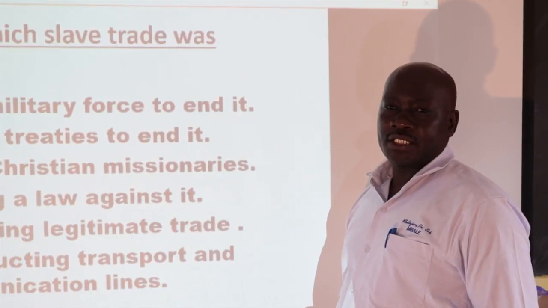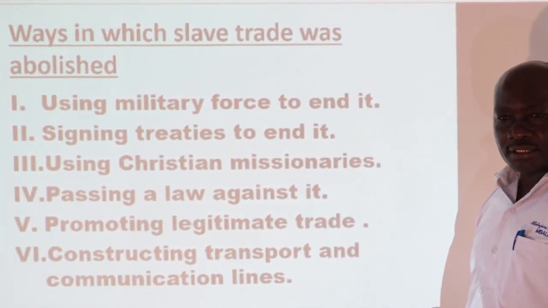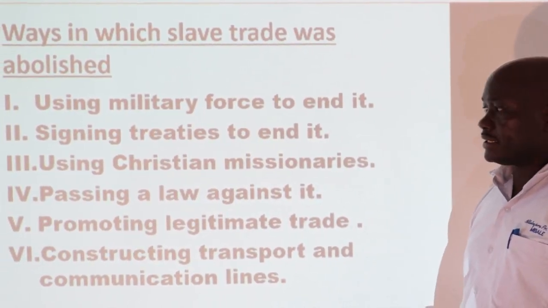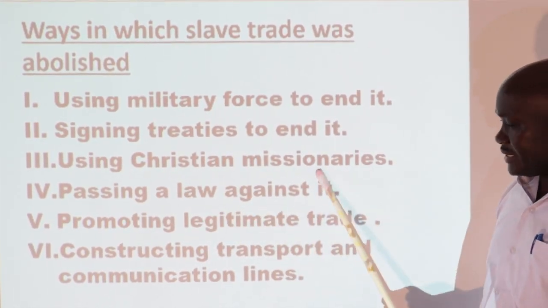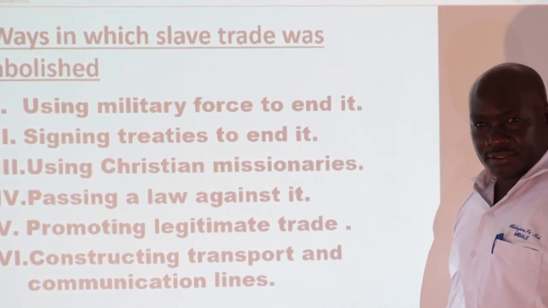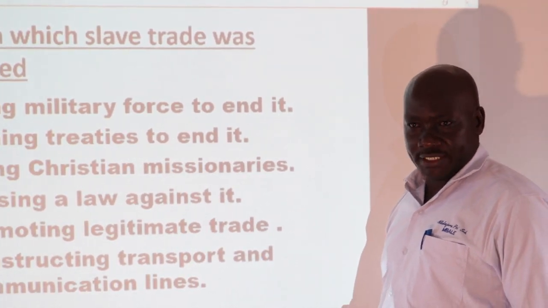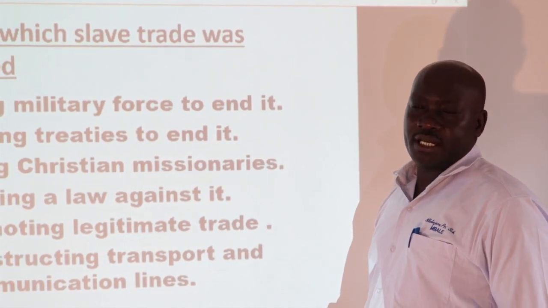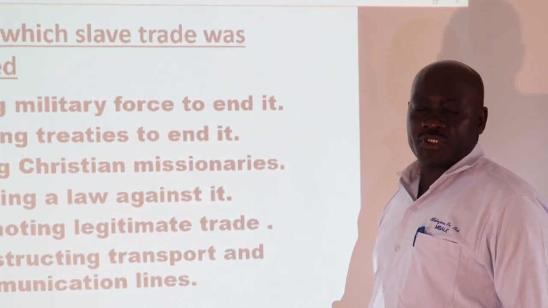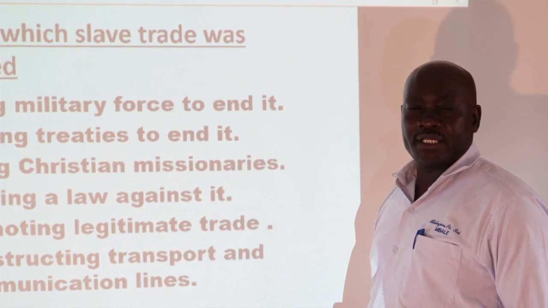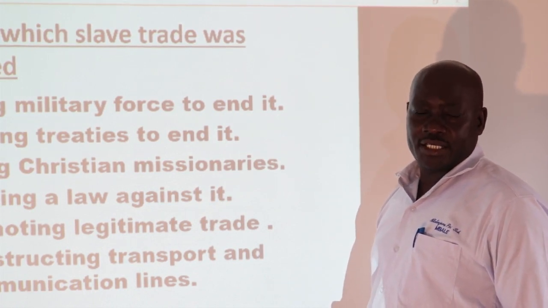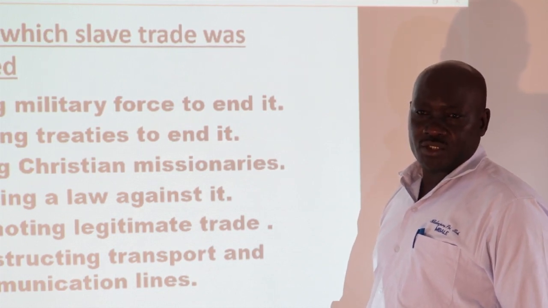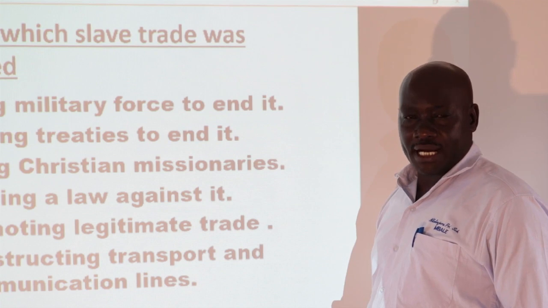Another one was using Christian missionaries. And how were they using the Christian missionaries? They were used to preach against slave trade. And it was one way it helped to end slave trade in Africa, because the Christian missionaries started preaching against slave trade. So people realized that it was a bad act. It was not necessary to be carried out in Africa.